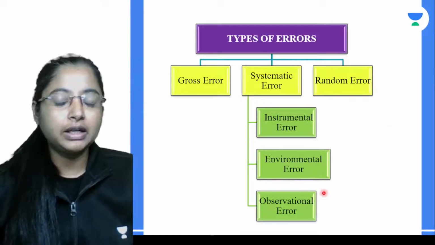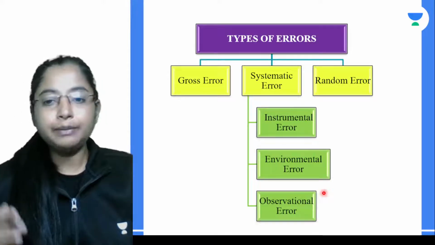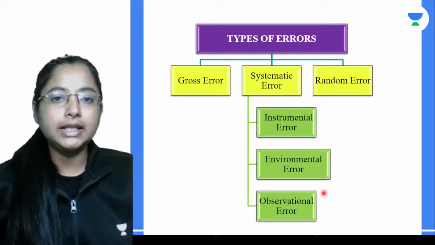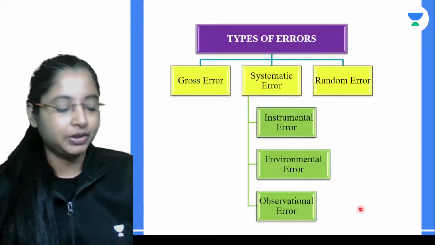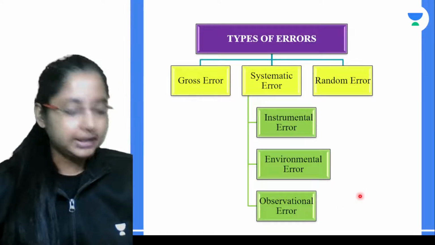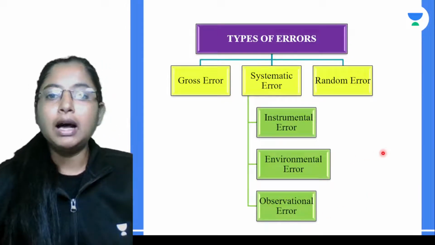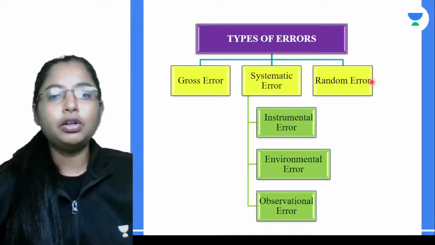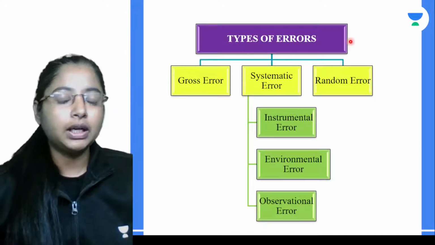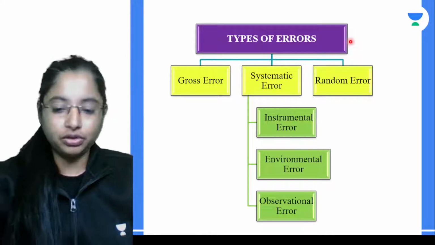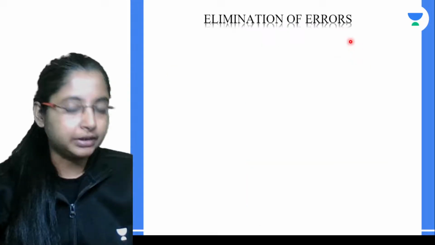And observational error is when you end up taking values, for example, parallax error could be accounted for as observational error. Once again, yes Akshay, thank you for that. We are not going to go into depth with these because these are quick types of errors, because today we are going to concentrate on how to eliminate errors.